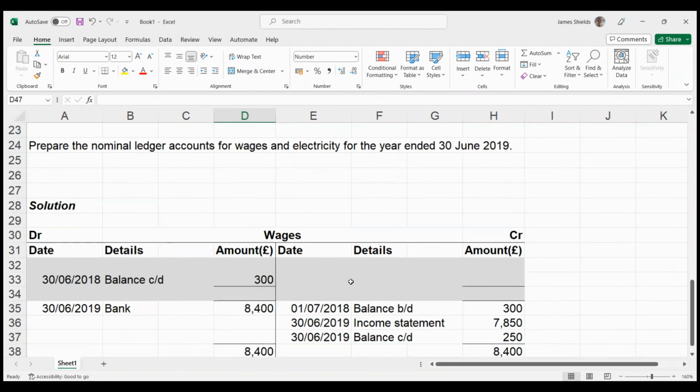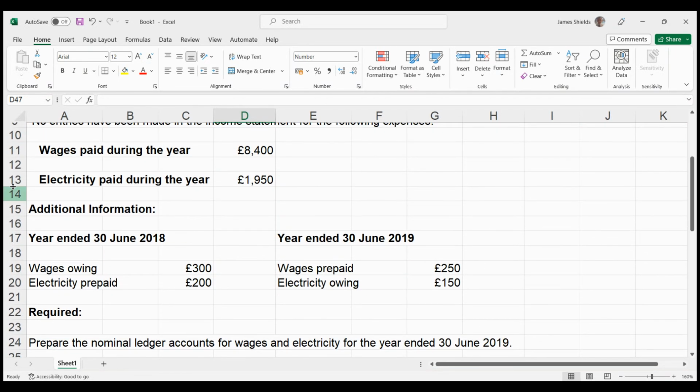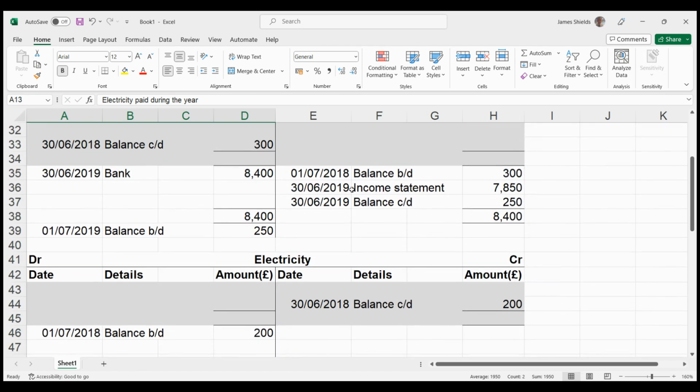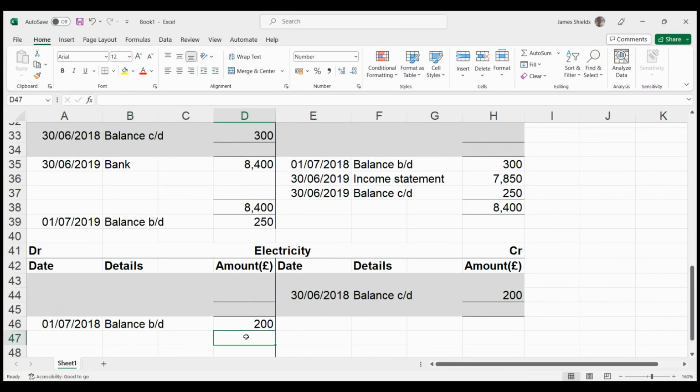Now, what was paid during the year for electricity? So electricity paid during the year was £1,950. So you'll be crediting in your bank as a payment, you're debiting electricity as an expense. So it's 1,950. And it's going to be bank. It's for the whole year, so it's going to be the 30th of June 2019.